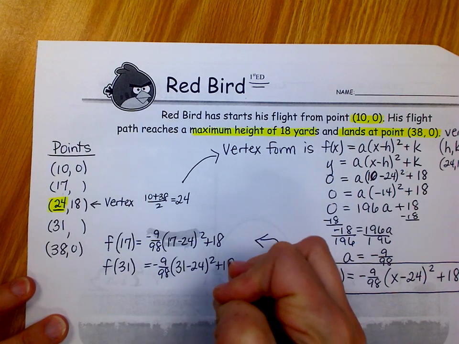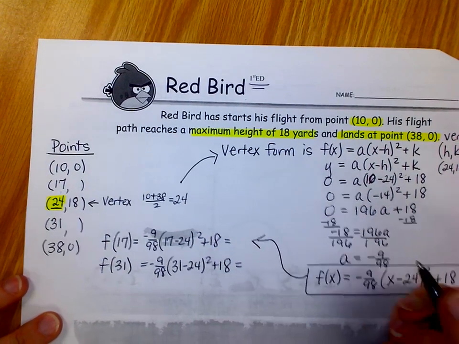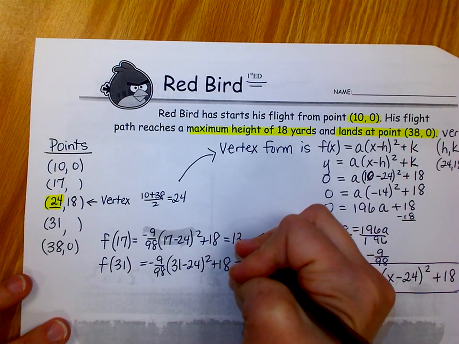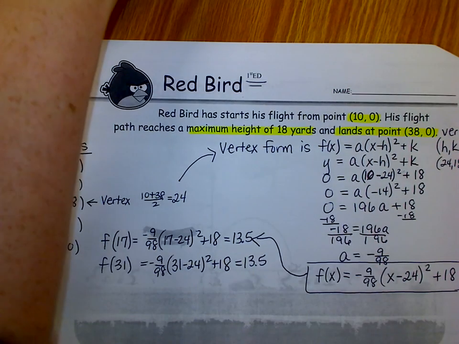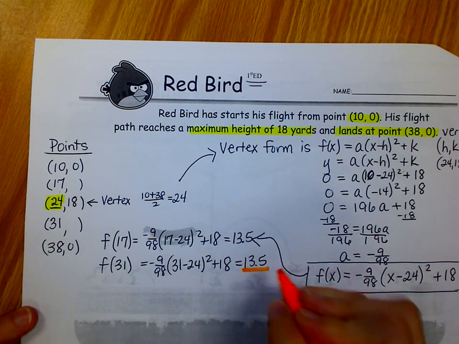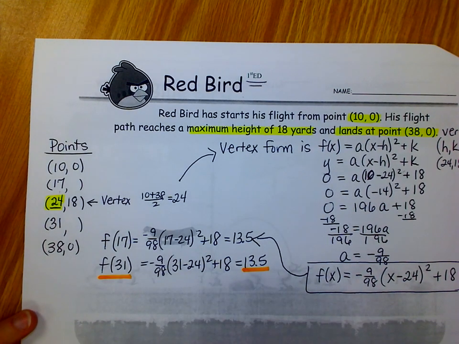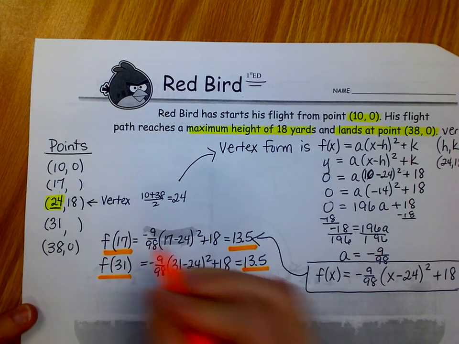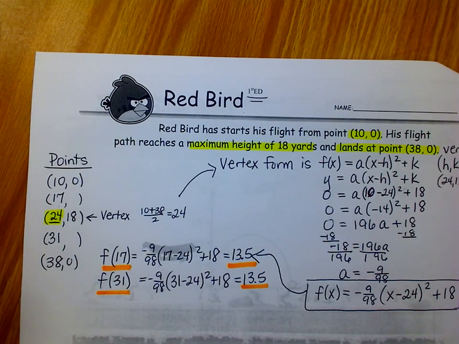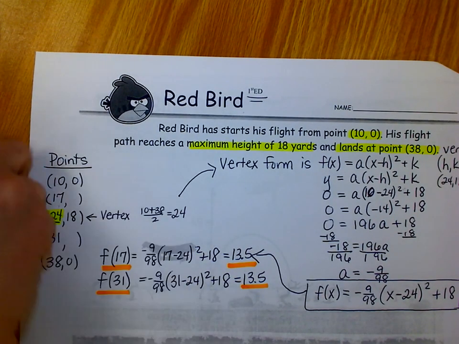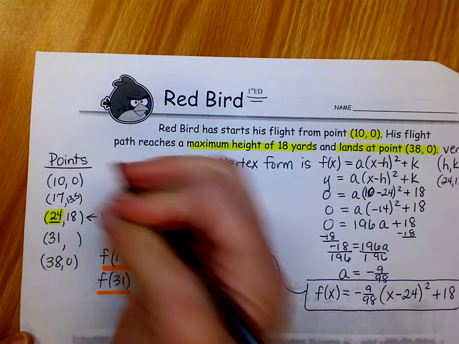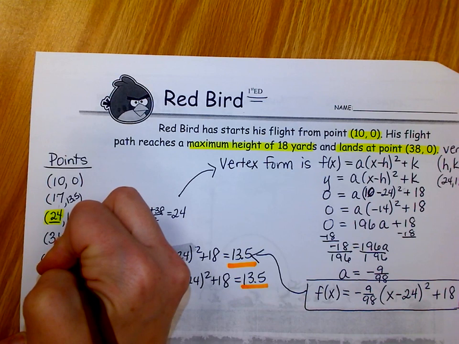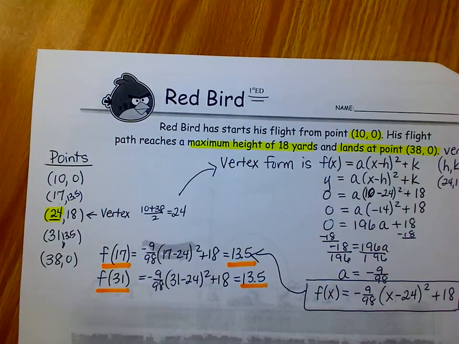Okay, so plugging all that into your calculator and solving it, we end up getting 13.5 right here. And again we had a 13.5 right here, which is expected, since they will be reflected because they're an equal distance from the vertex. So we have 17 and 13.5, and 31 and the point 13.5 as well. Okay, so we have 2 more points for our graph.